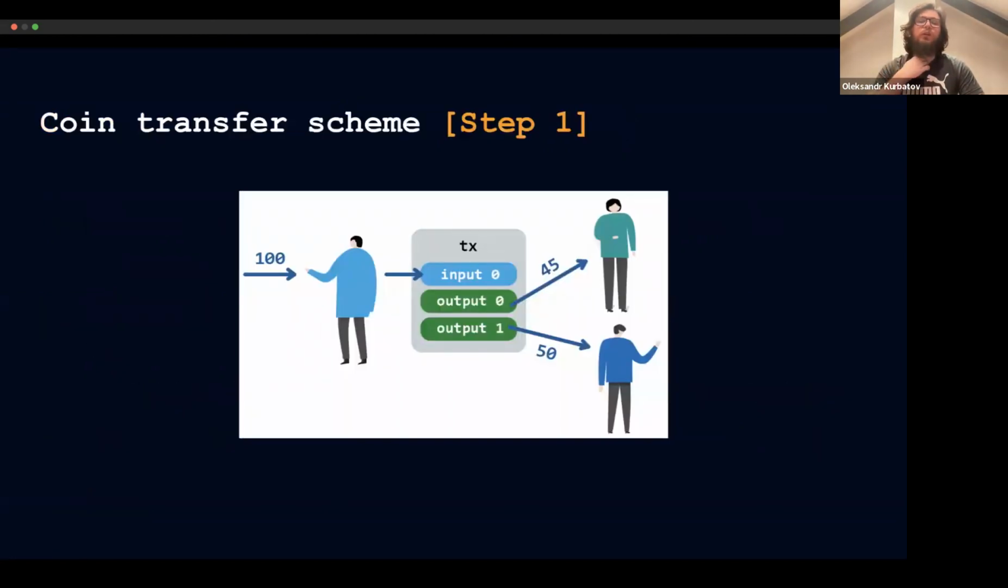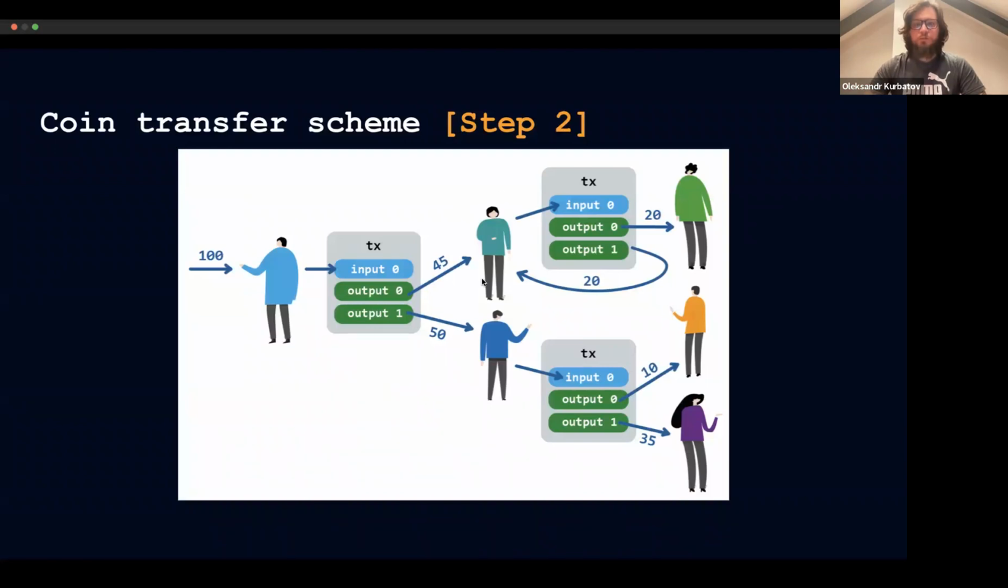Okay, let's see how you can spend your Bitcoins, on an example. For example, I received 100 Bitcoins from someone. Later, Alice can create a transaction where I provide a reference to these 100 Bitcoins and pay only two people. The first recipient will receive 45 Bitcoins, and the second recipient will receive 50 Bitcoins. It means that the fee for confirming this transaction is equal to 5 Bitcoins.